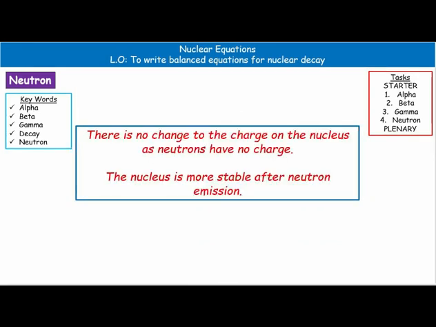Hopefully what we said is that there is no change to the charge on the nucleus because neutrons have no charge, and the nucleus is more stable after that neutron emission. So make sure you got those 2 points written down. If you didn't get it right, and if you did get it right, give yourself a nice tick.